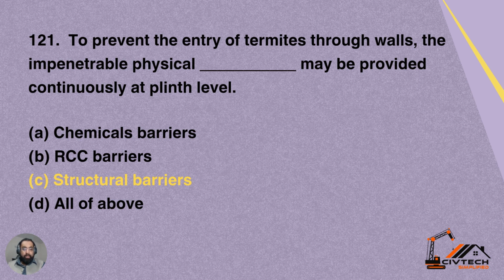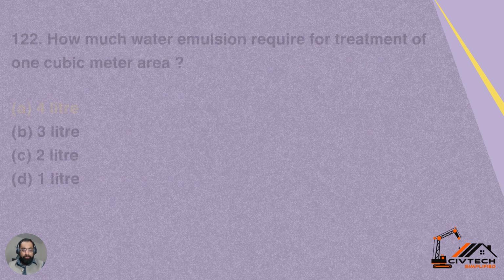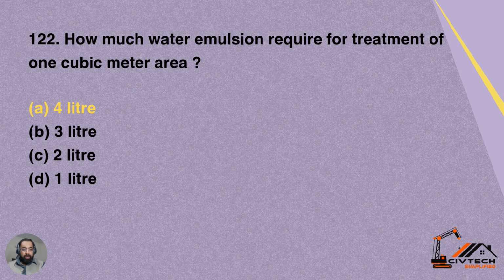121. To prevent the entry of termites through walls, the impenetrable physical dash may be provided continuously at plinth level. So what should be provided at plinth level to stop the entry of termite through walls? Option A, chemicals barrier. Option B, RCC barriers. Option C, structural barriers. Option D, all of the above. So structural barrier is the correct option. It is provided just to stop the termite entry through the walls.